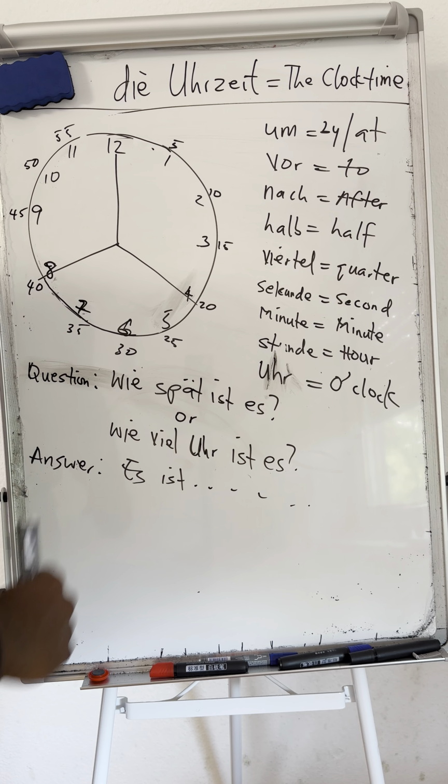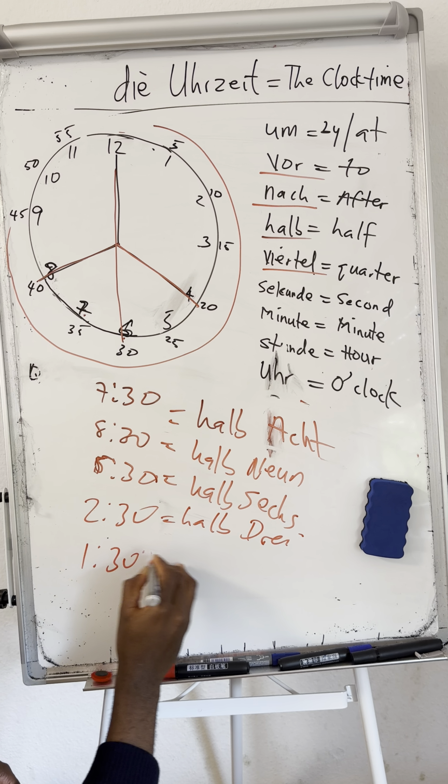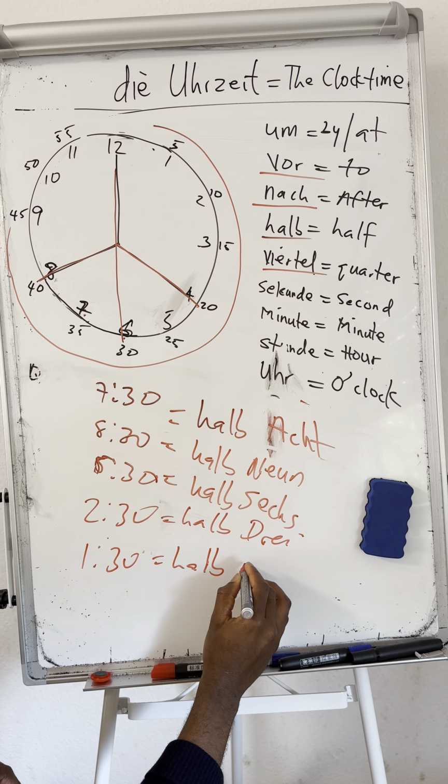Which is half past 8? No, halb acht is 7:30, half of 8. 8:30 is half of 9, which is halb 9. 5:30 will now be halb 6. Do you understand? Good. 2:30 will now be halb 3. 1:30 will now be halb 2. So this is how we express our 7:30, 8:30, 9:30 in an informal manner. Master this. 3:30 will now be halb vier. You understand? We read to the next hour, half of the next hour. That is how we express our half past in German.